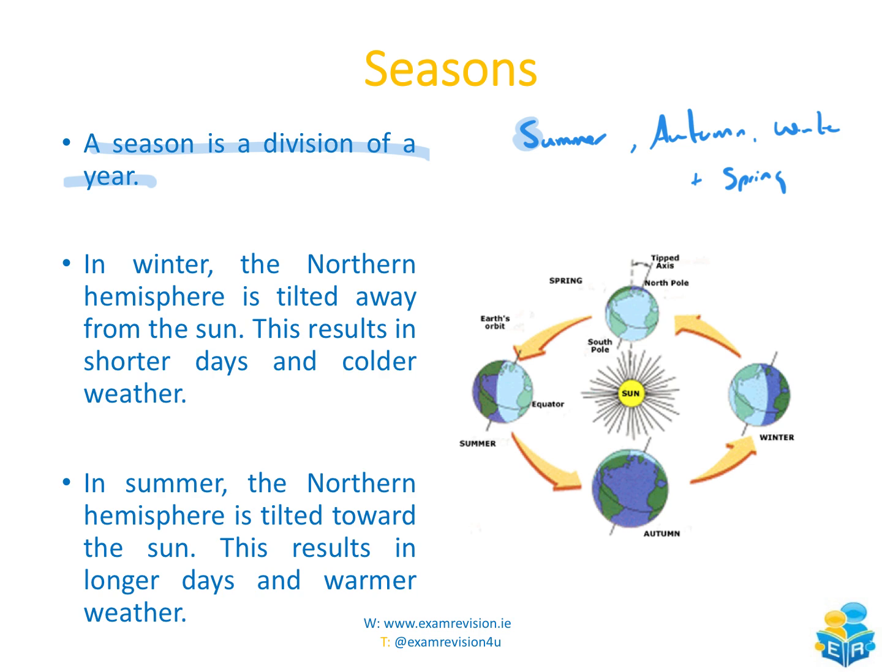So that's the seasons. It's just a division of the year. We've summer, autumn, winter, and spring, and it's because of our tilt. Are we tilted toward the sun for longer days and better weather, or tilted away from the sun?